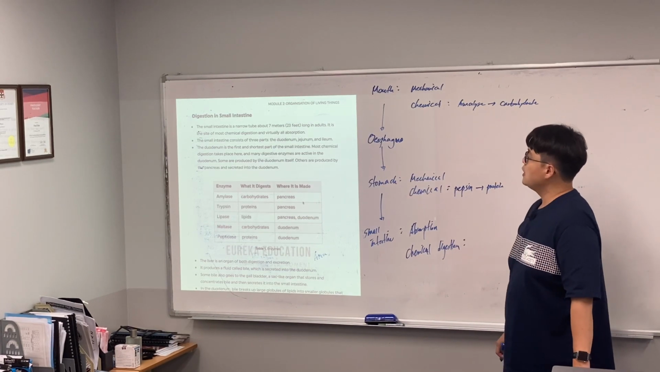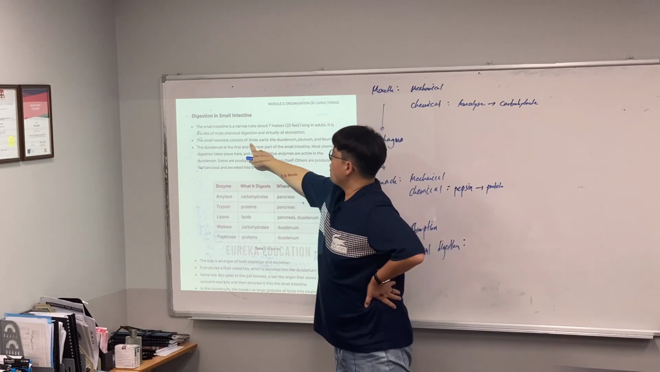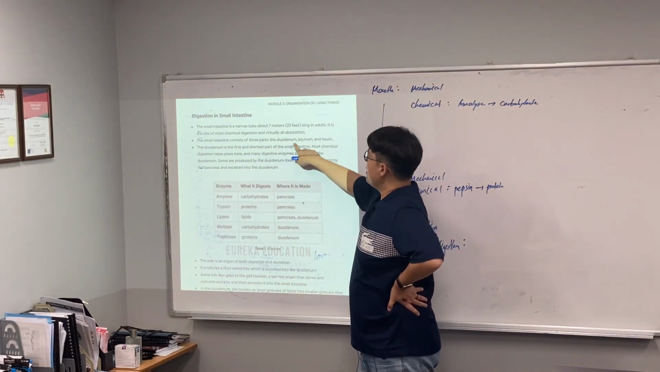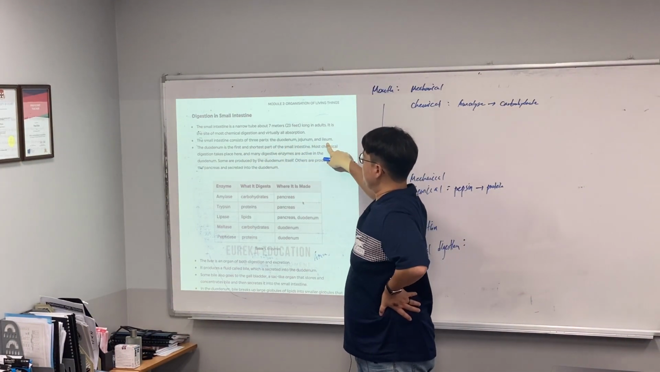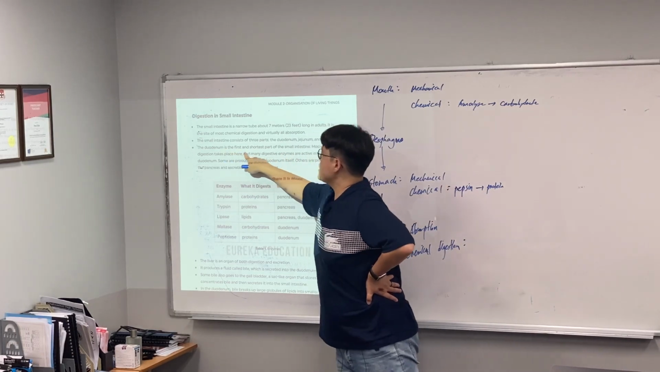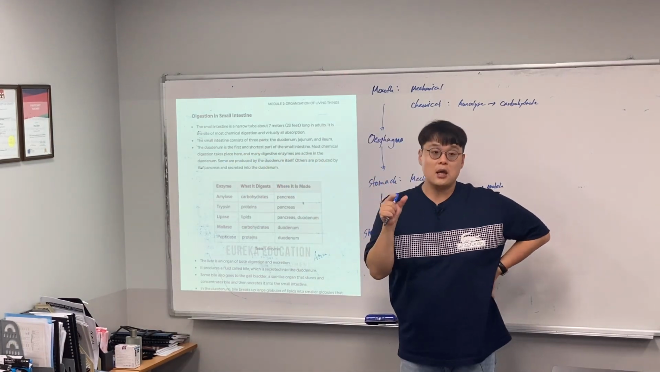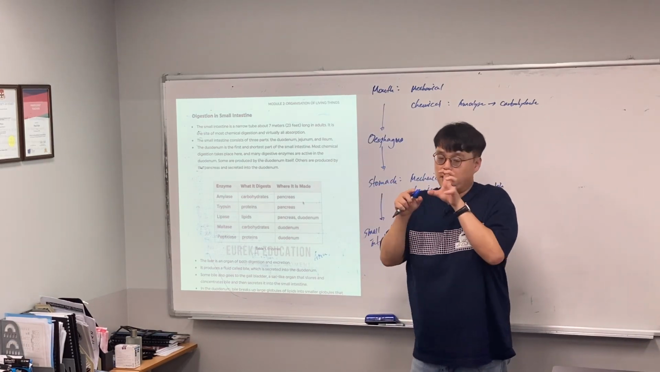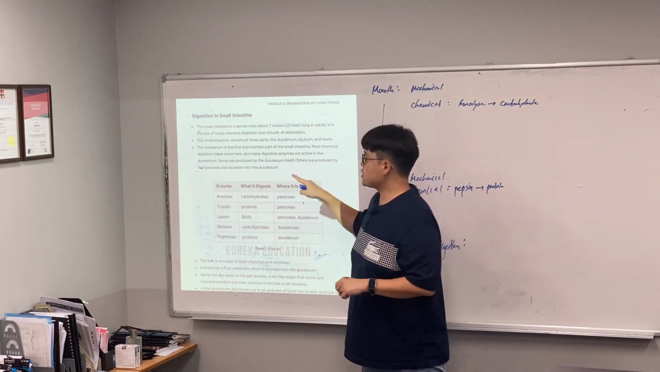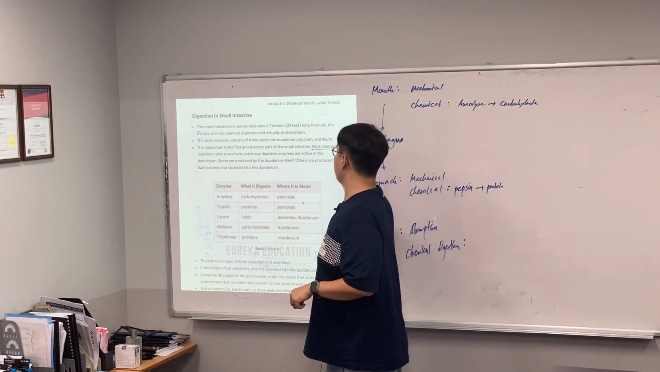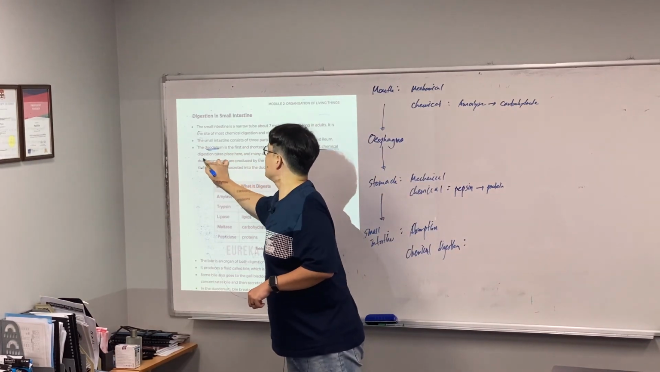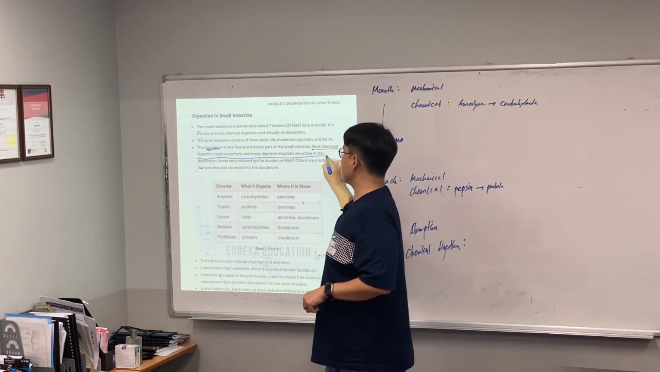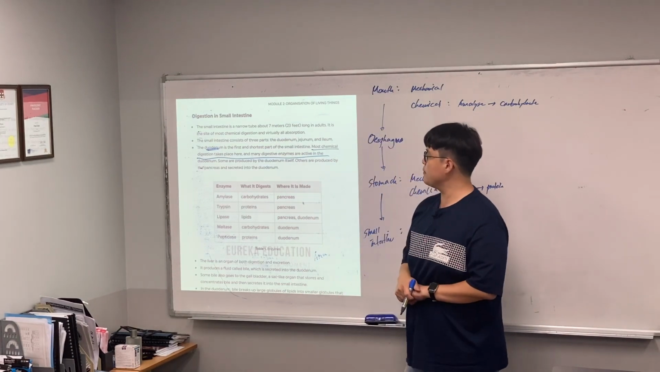So the small intestine consists of three parts: the duodenum, jejunum, and the ileum. The duodenum is the first and shortest part of the small intestine, which connects right from the stomach. It's relatively thicker. Most chemical digestion takes place here, and many digestive enzymes are active in the duodenum.